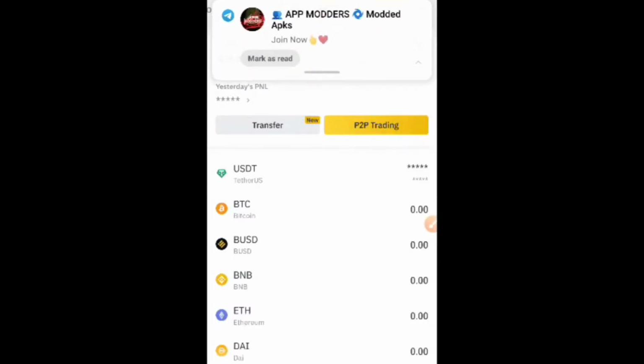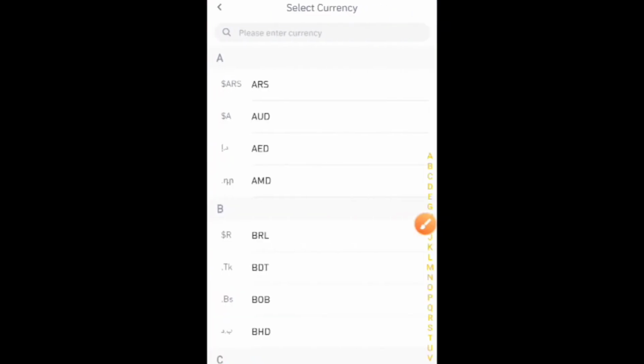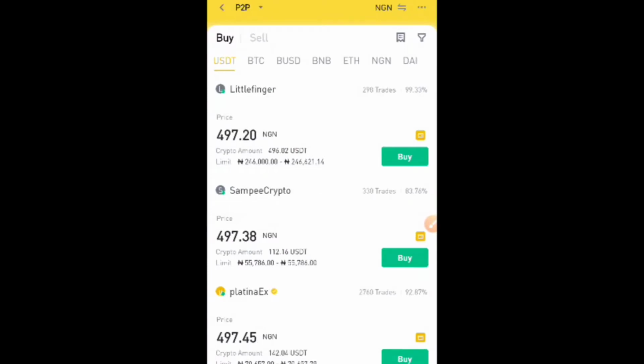So when you click on P2P trading, this is the P2P interface. If your currency is not in naira, you go up here and change it to naira, or change it to your preferred currency. Then you're selling. You want to sell your USDT, so you come to sell. Under sell, you click on USDT. Now these are different people that are selling right now.